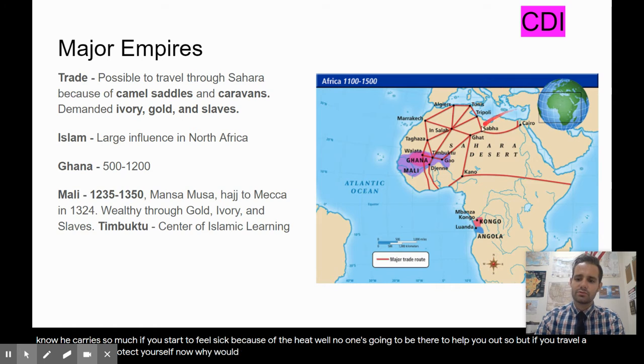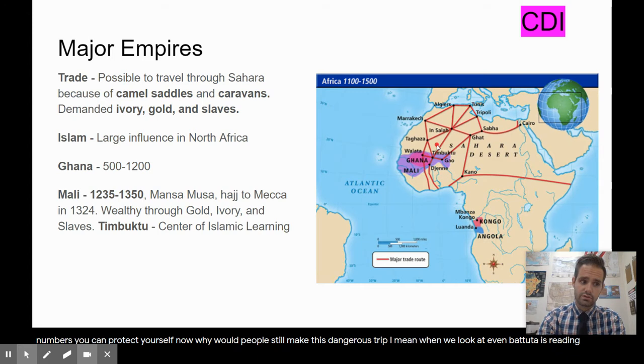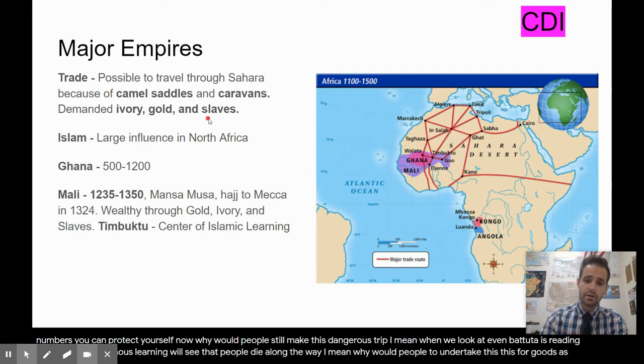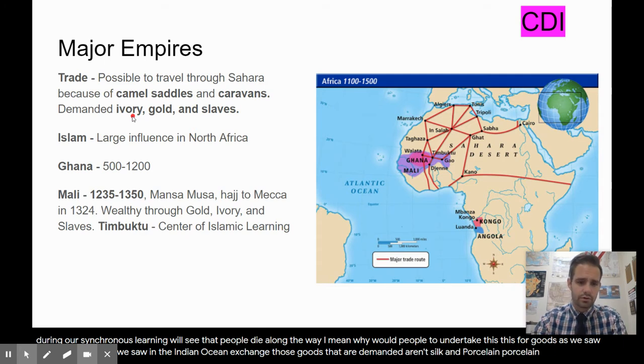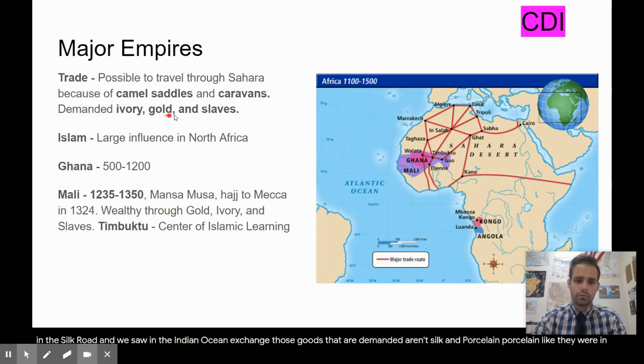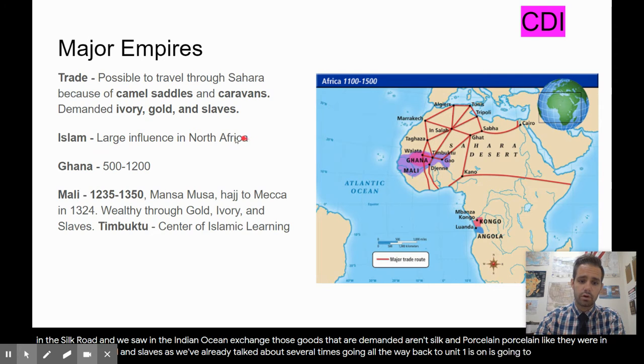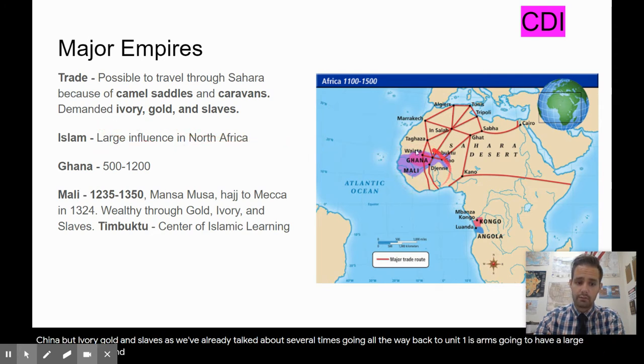Now, why would people still make this dangerous trip? I mean, when we look at Ibn Battuta's reading during our synchronous learning, we'll see that people die along the way. Why would people undertake this very dangerous journey? Well, there's a demand for goods, as we saw in the Silk Road and the Indian Ocean Exchange. Those goods that are demanded aren't silk and porcelain like they were in China, but ivory, gold, and slaves. As we've already talked about several times, going all the way back to Unit 1, Islam is going to have a large influence in North and West Africa right there.